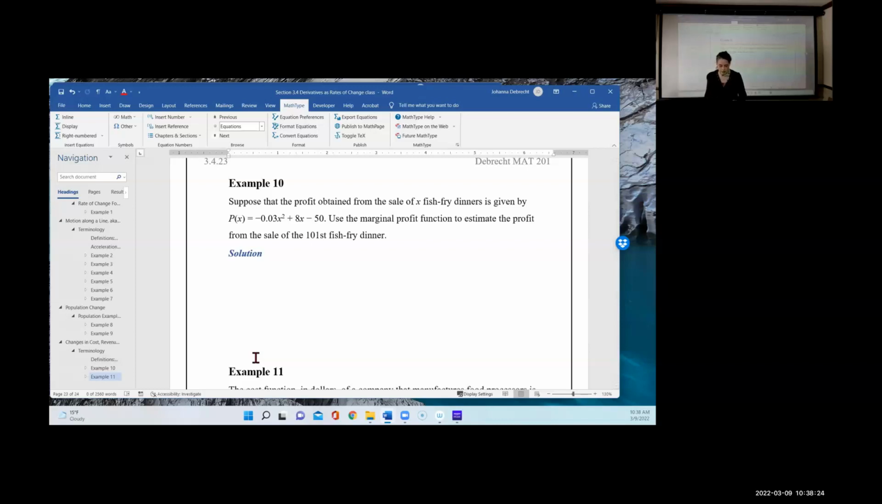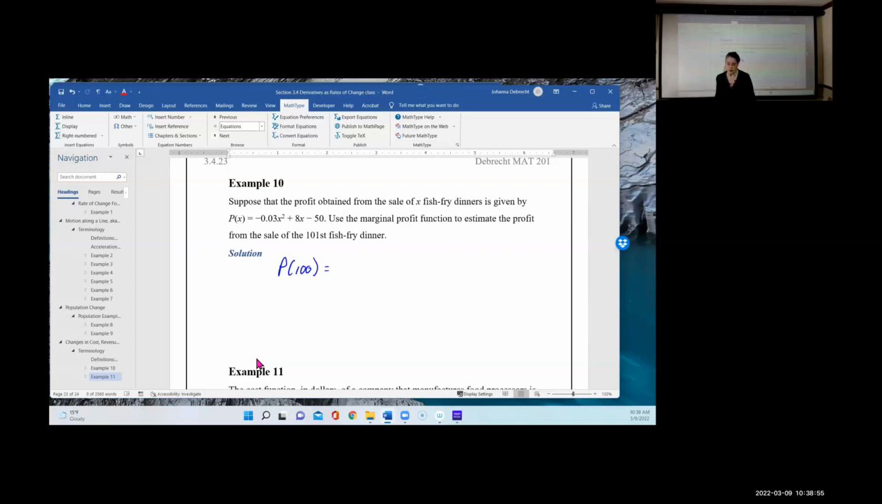All right. Okay. Let's suppose that we have a profit right here, attained from the sale of fish fry dinners. We have x fish fry dinners sold, and the profit is based on how many fish fry dinners we sold. We want to use the marginal profit function to estimate the profit from the sale of the 101st one. So if I'm looking for the sale of the 101st one, then I need to find P' of 100.